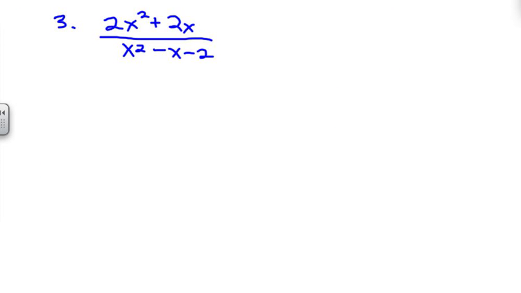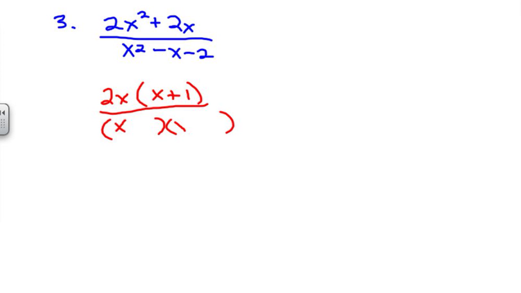Okay, number 3, we'll continue on with that same type. Factor out a 2x, leaves you x plus 1. In the denominator, that's an easy trinomial. Factors of negative 2 that add to give you negative 1. So we know the x squared is x and x, so we want negative 2, positive 1. The x plus 1's cancel, and remember it's all or nothing, so this x minus 2 is not a factor of 2x, so the answer here is 2x over x minus 2.